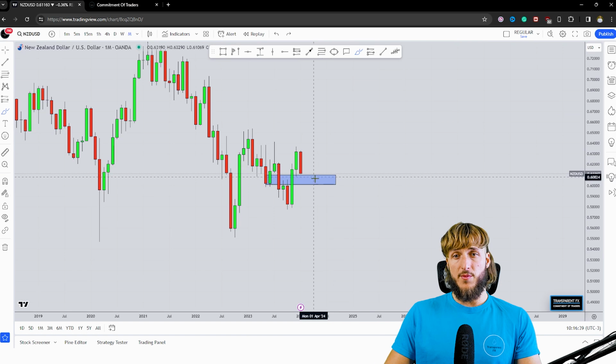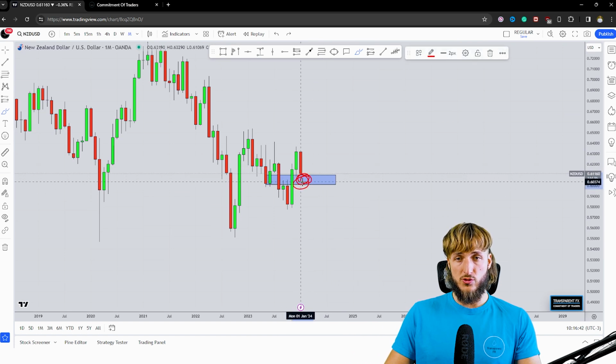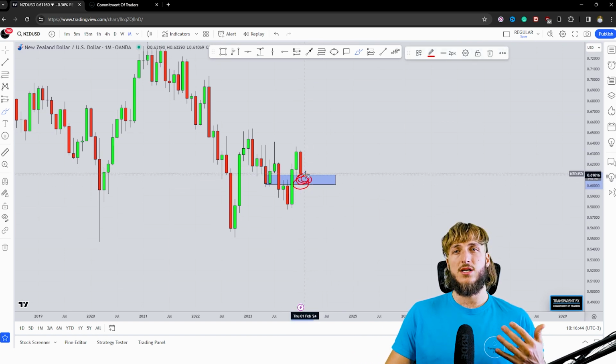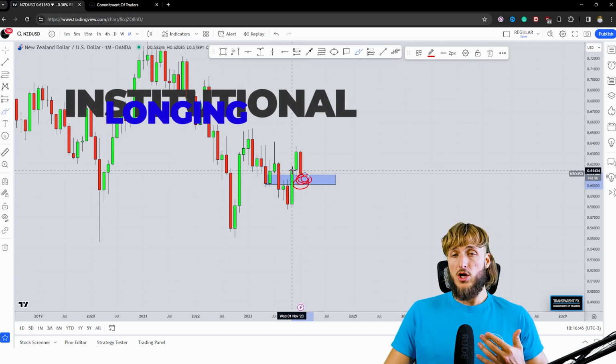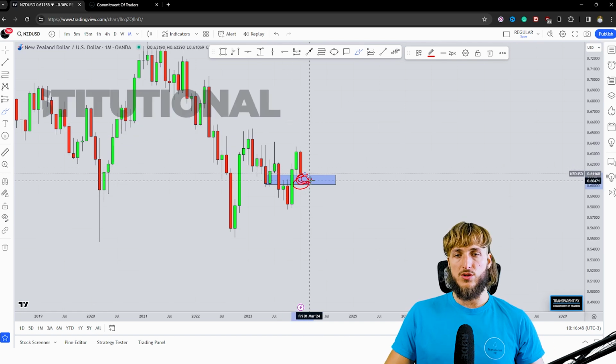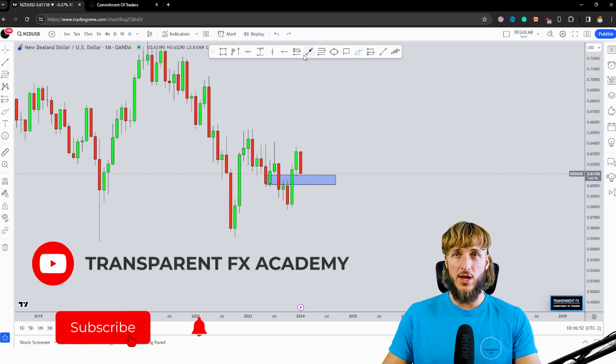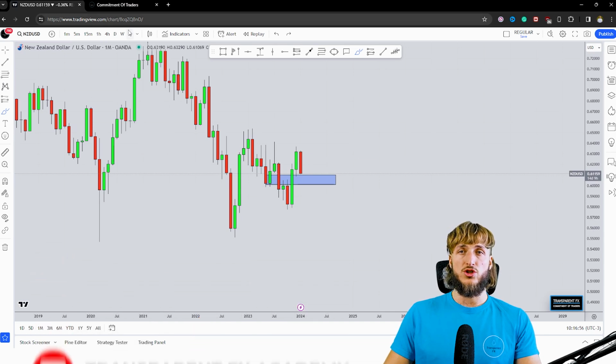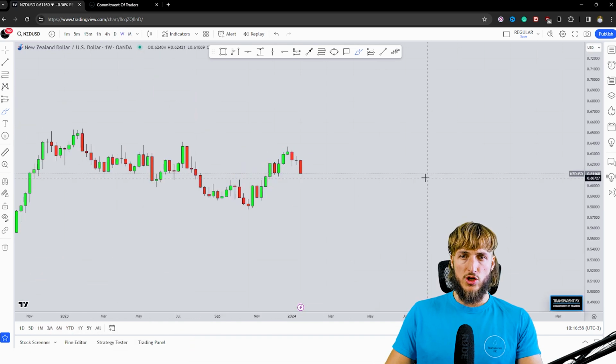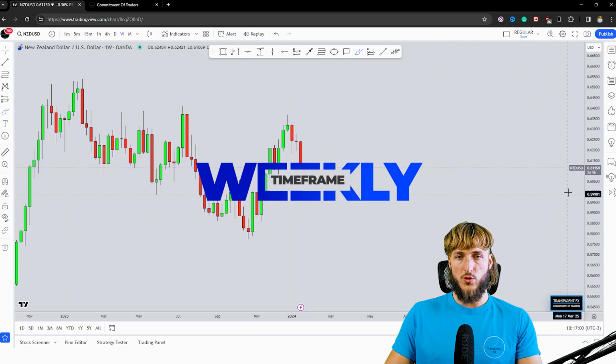Also important to keep in mind that inside of a confluence of support area, there is good probability of seeing institutional longing, which at that point would further increase the probabilities of a potential rejection to the upside away from this zone. And we will be speaking about institutional longing later on when we go and check the commitment of traders. Now, dropping down on the weekly time frame, what do we see?